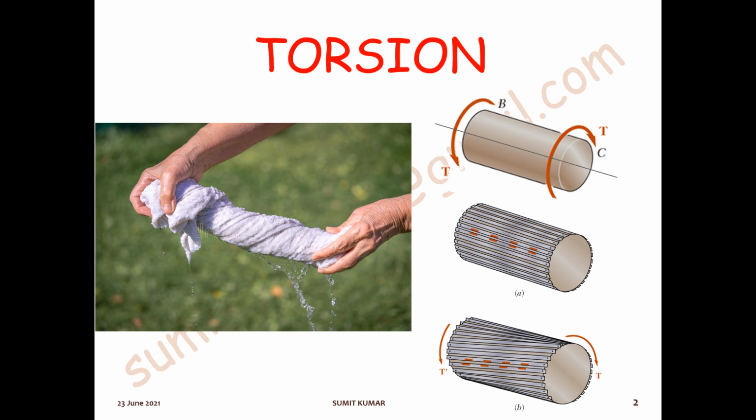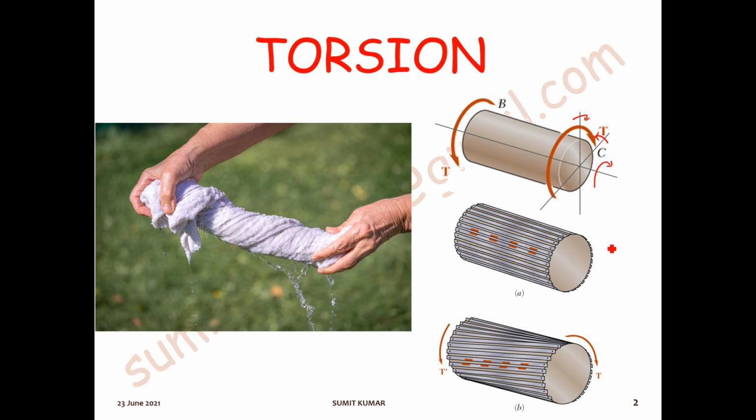What is the basic difference between bending and torsion? In bending, the moment is applied about the transverse axis, but in torsion this moment acts along the longitudinal axis. So this is the basic difference between torsion and bending.